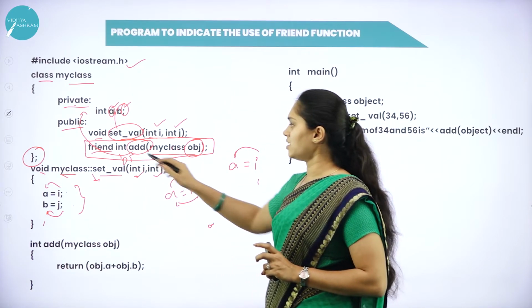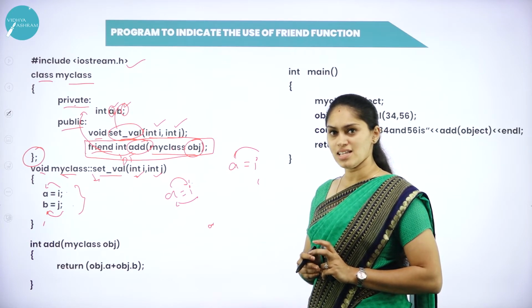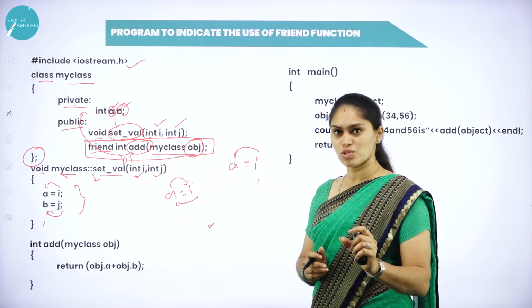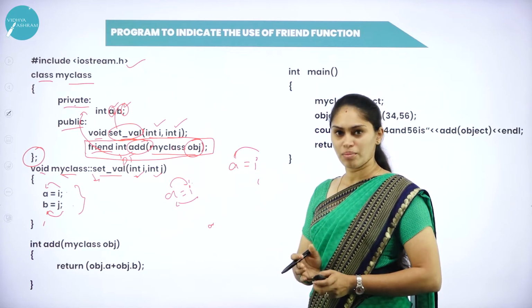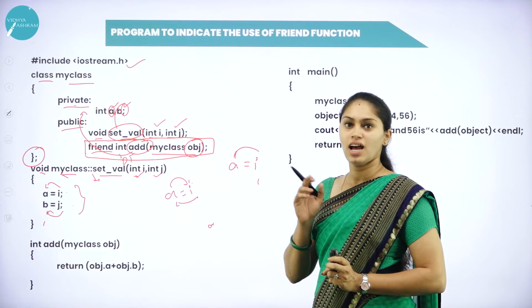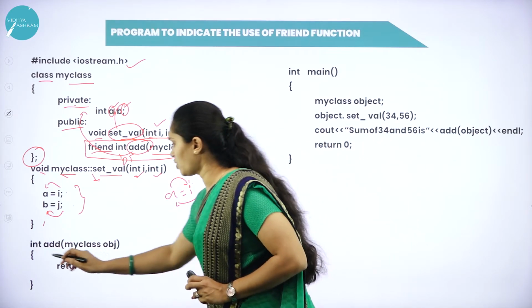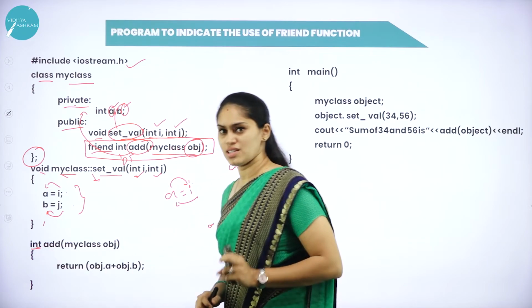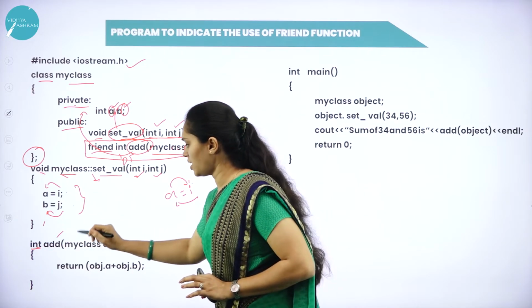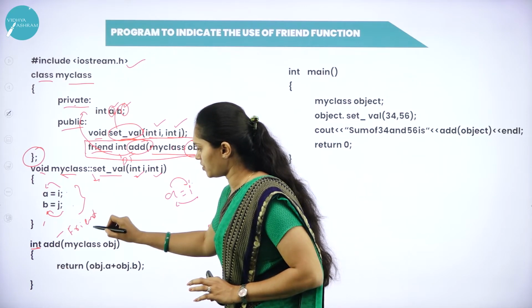After that, I have a friend function. How to define the friend function outside the class? There are rules. We are not supposed to use the scope resolution operator, and I should not use the friend keyword. Then how to define this friend function outside the class? I'm just going to use the return type and the function name. So this is a friend function. What is the name of the friend function here?